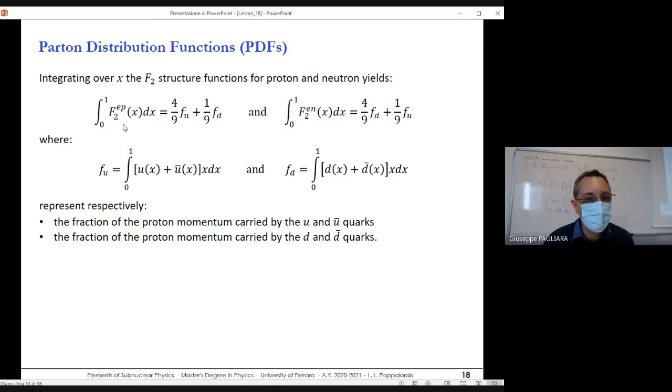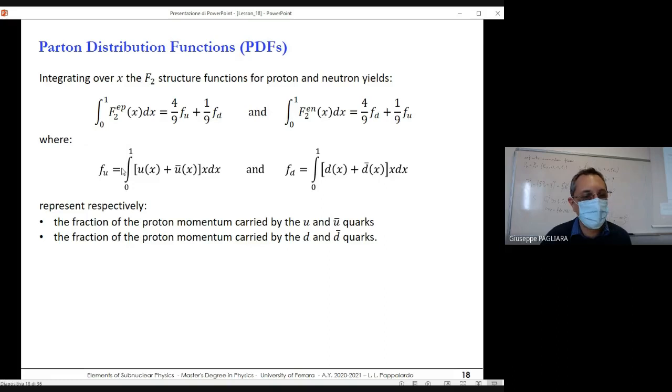Now, suppose that you are able to measure this structure function, and in fact, people were able to measure this. One can now integrate this over X, and you can express this integral in terms of these two contributions, and similarly for the neutron case, where these two contributions, Fu and Fd, are in fact the integral of the quark PDFs weighted by X. So this is the so-called first moment of the up quark and anti-up quark PDF, and this is the first moment of the down quark and anti-down quark PDF.